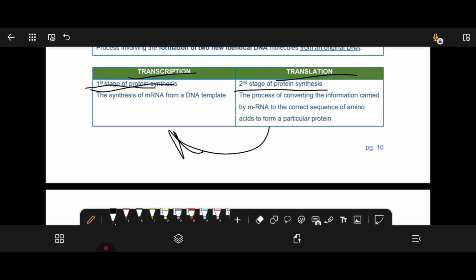Protein synthesis is a process where cells read DNA to build protein. Okay, we spoke about protein.